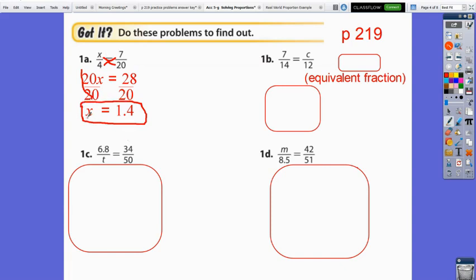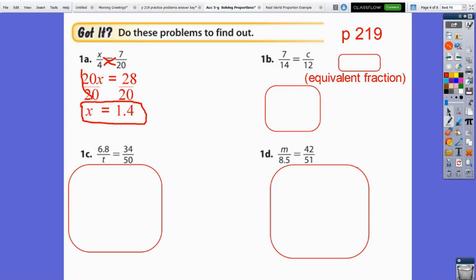Your solutions, when you're solving equations like this, should always include the variable equals. We have seen this before. We've done some equation solving before. So x equals 1.4 for letter A. 1B is one that you really should be able to do with equivalent fractions and do in your head. 7 over 14 equals what over 12?